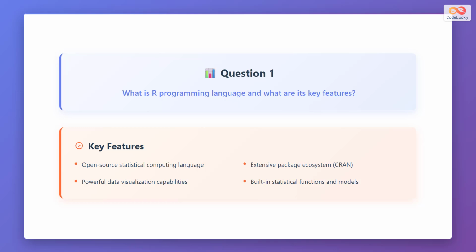The key features that make R exceptional include being completely open source and free to use, having an extensive package ecosystem through CRAN with over 15,000 packages available, offering powerful data visualization capabilities that can create publication-quality graphics, and including built-in statistical functions and models for advanced analytics. R also supports reproducible research through R Markdown and has excellent integration capabilities with other programming languages and databases.